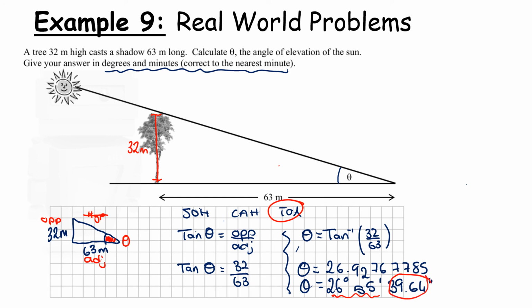Now, we want to correct the nearest minute, but remember there are 60 seconds in a minute. So 39, it's gone over halfway. So this, when we round it, is going to round to 26 degrees, and this 39.64 means our minutes are going to round up to 56 minutes.